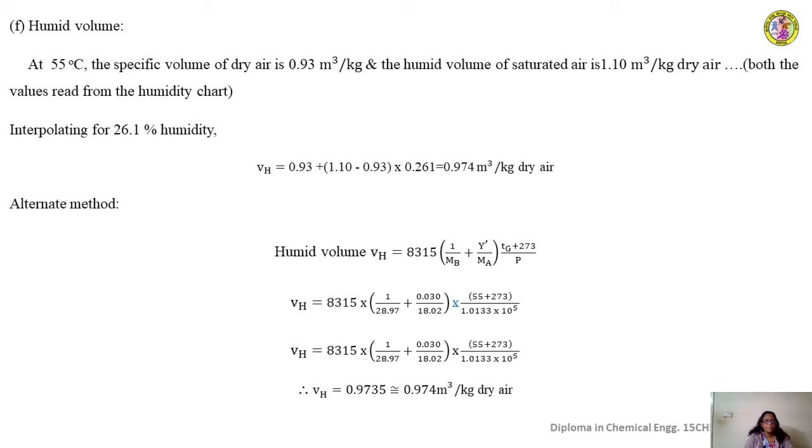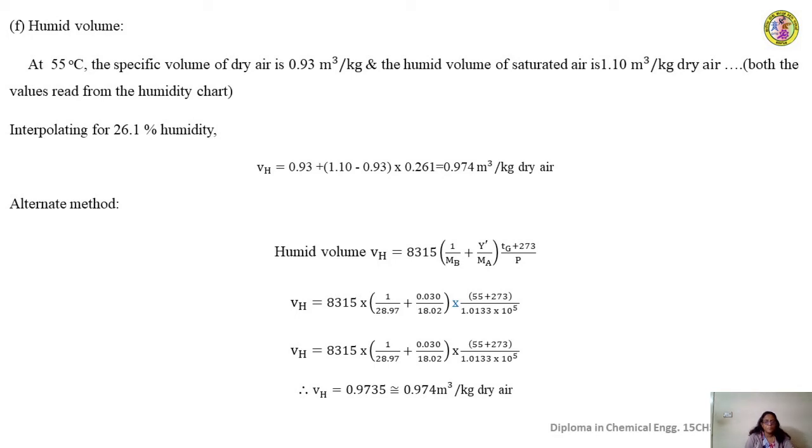From that point F, you have to draw a straight line vertically, which meets the specific volume of dry air curve at some point. From that point, you can obtain the specific volume of dry air on the y-axis on the left side. That value obtained from the chart is 0.93 meter cube per kg. The humid volume of saturated air from the same point is also read as 1.1 meter cube per kg dry air. Both of these values have been obtained from the humidity chart, as I've already explained in the previous slides.